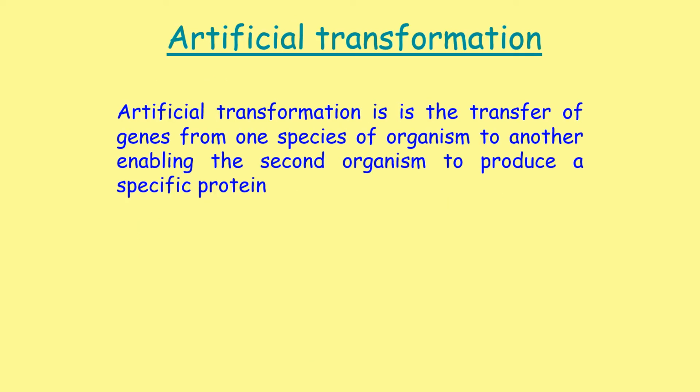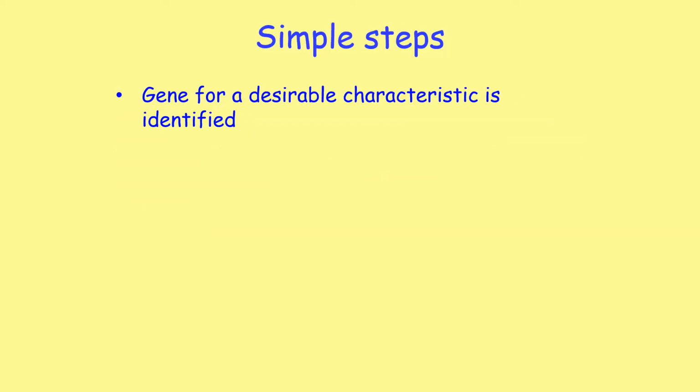So, artificial transformation is the transfer of genes from one species of organism to another, and that enables our second organism to produce a specific protein. So examples that we can have are things like enzymes or hormones, and the example that we looked at in National 5 is obviously our bacteria producing the hormone insulin that can be used to treat diabetes.